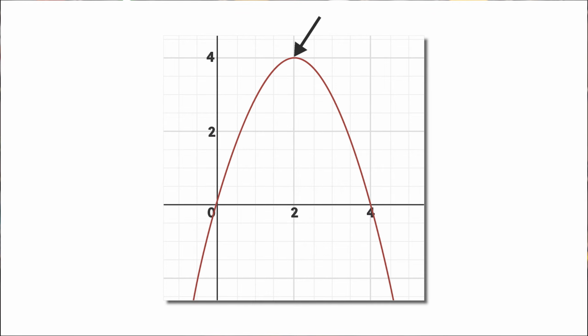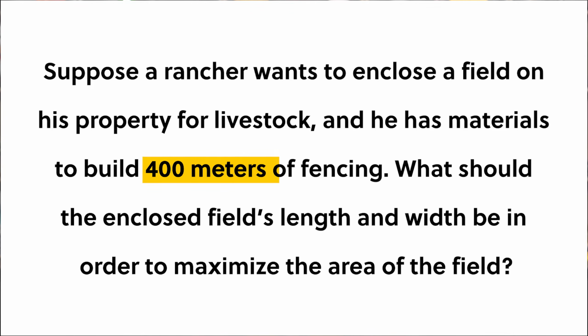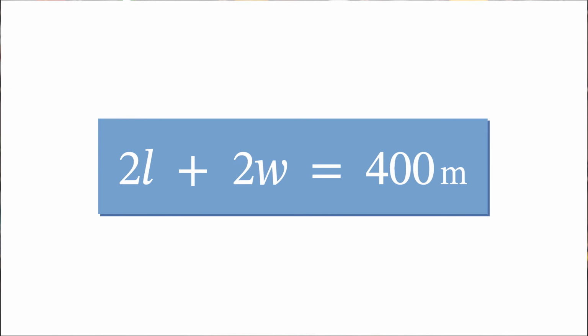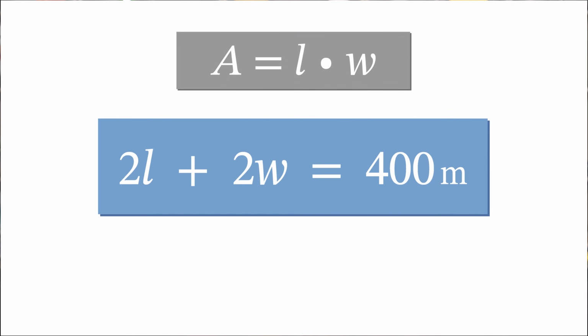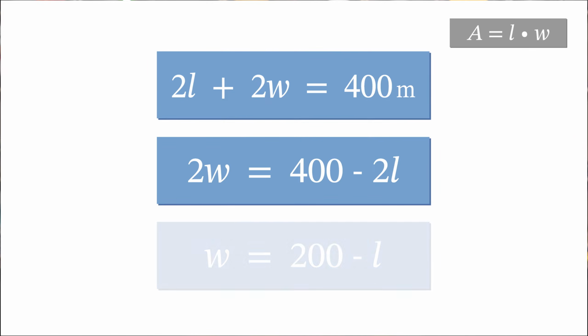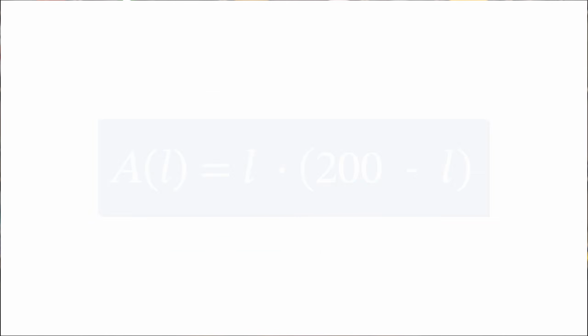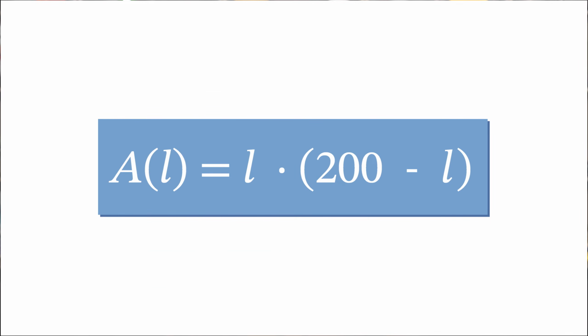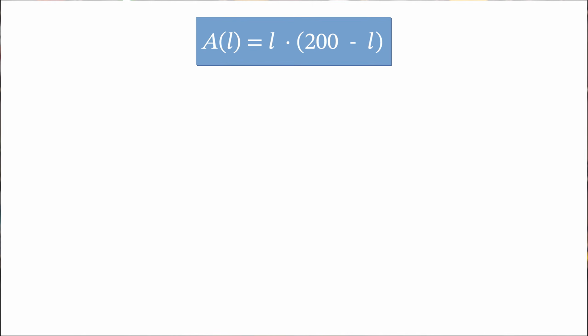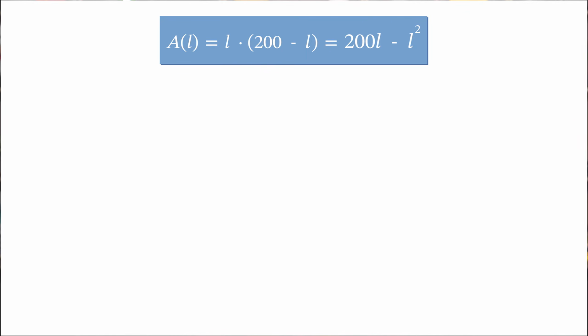Let's return to the example of the rancher. We know that he needs to use all 400 meters of fencing materials, so the perimeter of the enclosed field must be 2L plus 2W equals 400, where L and W represent length and width respectively. The area of a rectangle is equal to length times width, but in order to find a critical point, we need to write a function for area in terms of only one variable. Let's use L as that variable, and we'll solve for W in terms of L to make the area function. So the area in terms of L is L times the quantity 200 minus L. Simplifying, this equals 200L minus L squared.